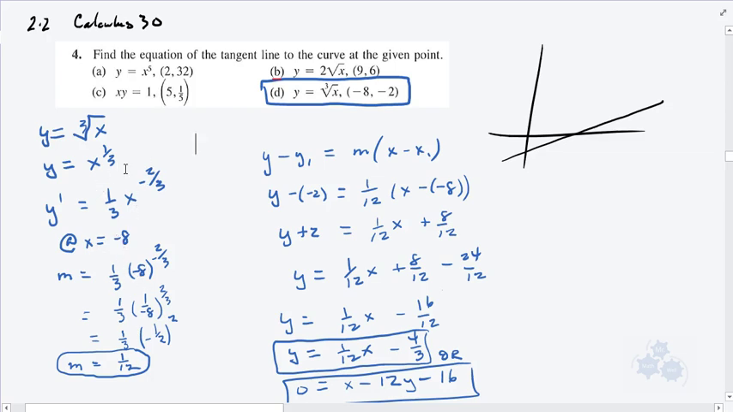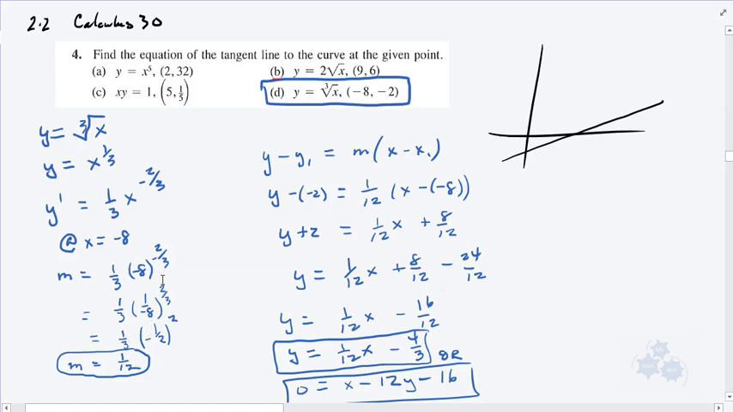You don't have to simplify this at all. You just want to find the number. That is the value of the slope, right? The value of the slope. So you put the x value of the given point, the point of tangency, into your function here, into your equation of the slope. And you should get negative 1/12.